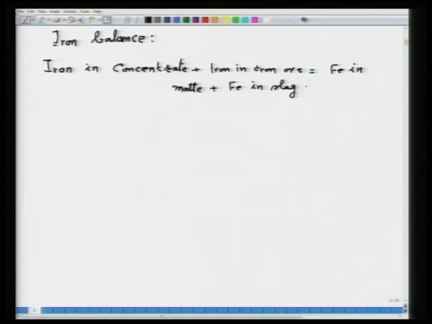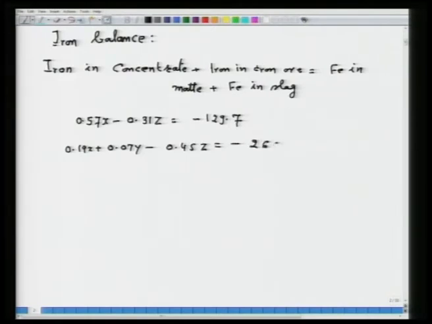So, if I write down all the values from where the iron is entering, then I will be getting an equation which is 0.57 x minus 0.31 z, that is equal to minus 129.7. So, now I am summarizing all the 3 equations, that is 0.19 x plus 0.07 y minus 0.45 z, that is equal to minus 260.